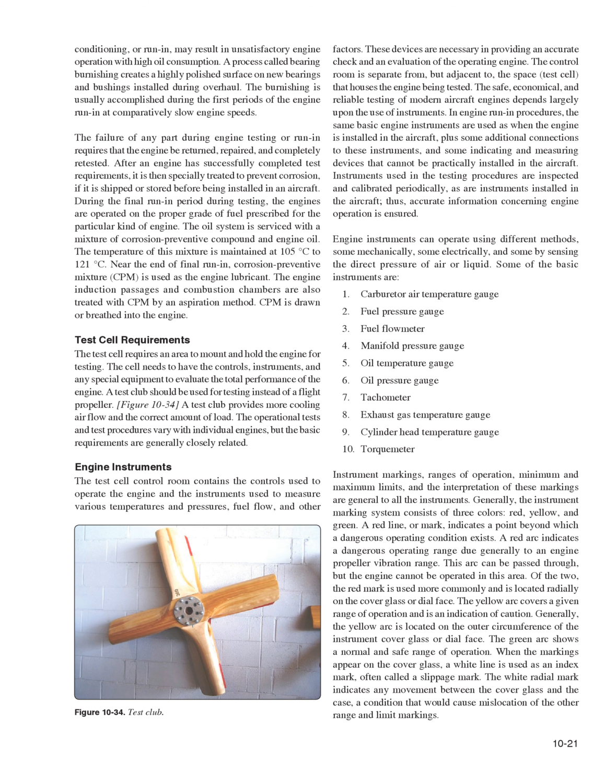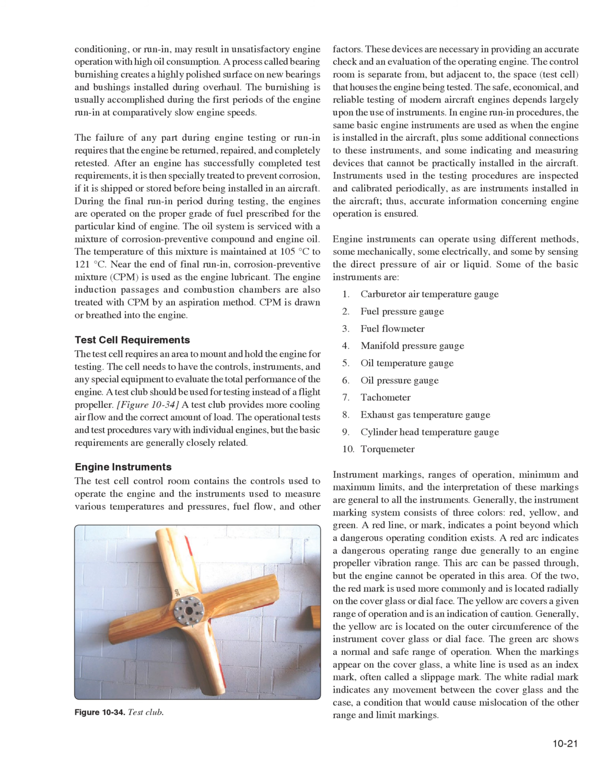Test cell requirements. The test cell requires an area to mount and hold the engine for testing. The cell needs to have the controls, instruments, and any special equipment to evaluate the total performance of the engine. A test club should be used for testing instead of a flight propeller. Figure 10-34: a test club provides more cooling airflow and the correct amount of load. The operational tests and test procedures vary with individual engines, but the basic requirements are generally closely related.